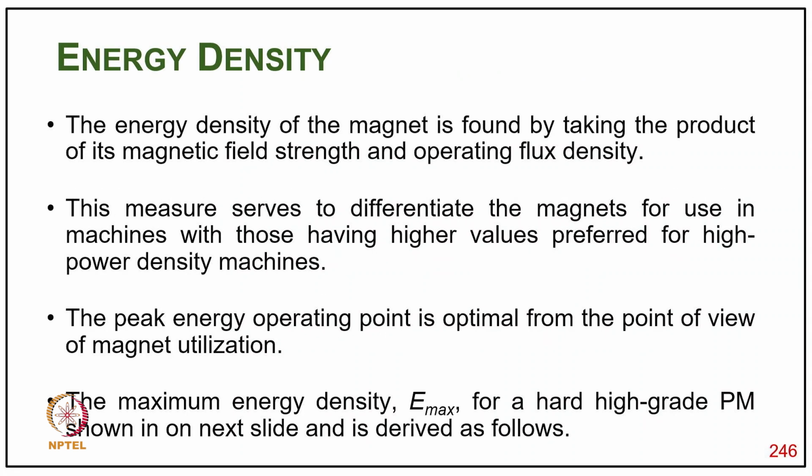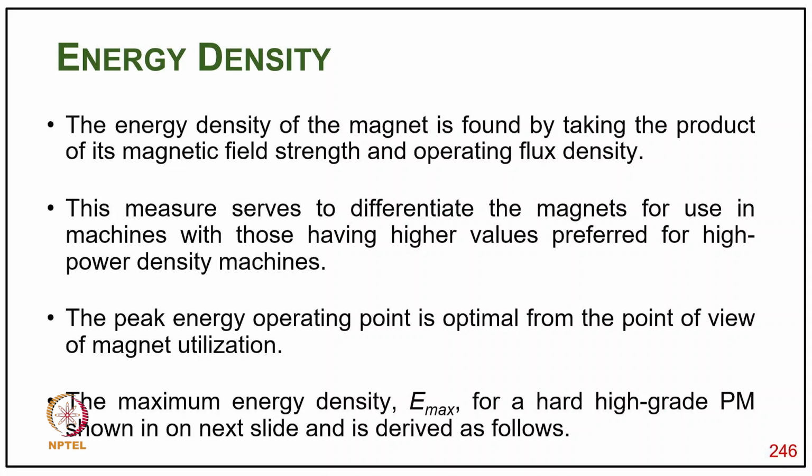Coming to energy density, the energy density of the magnet is found by taking the product of its magnetic field strength and operating flux density. This measure serves to differentiate the magnets used in machines, with those having a higher value preferred for high power density machines, and the peak energy density point is optimal from the point of view of magnetic utilization.